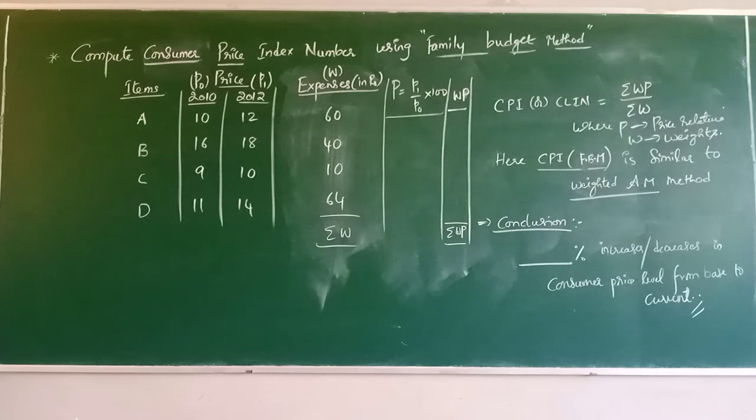Just look at it: there we write the weighted arithmetic mean, but here the consumer price index or cost of living index has to be written equal to summation WP by summation W. Now this is one method. In the same problem, for the family budget method, sometimes the group index, which is denoted by I, will be asked. In place of P, I will be taken. So let us see that problem now.